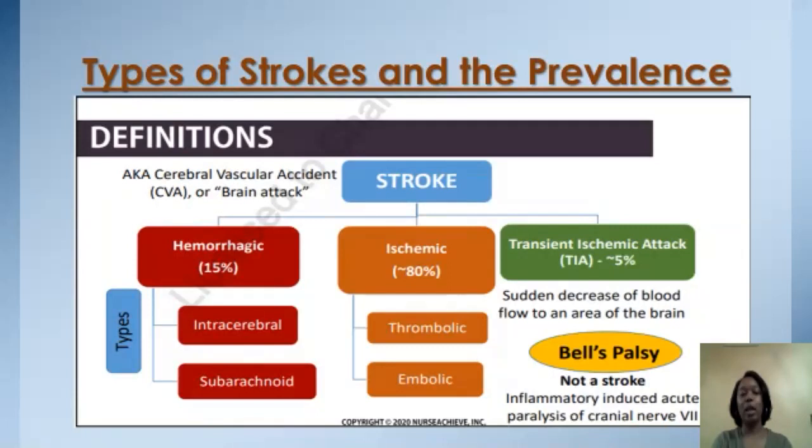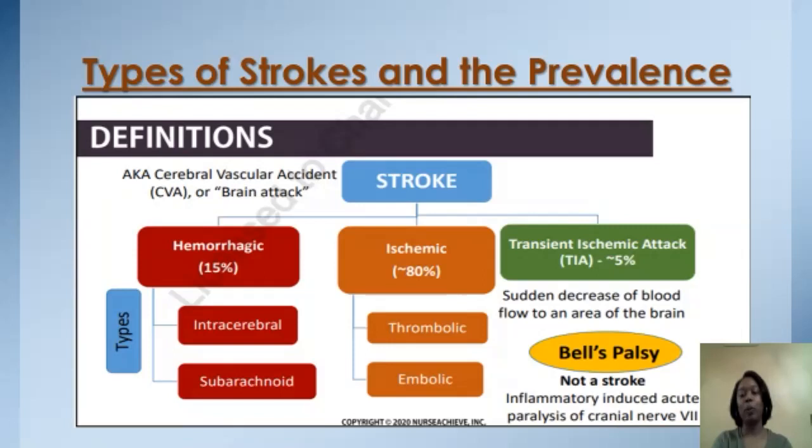So TIAs are a temporary decrease of blood flow to the brain, and they usually occur very suddenly. It is important to recognize that these signs and symptoms of a stroke are similar to Bell's palsy, but you must understand that Bell's palsy does resolve itself, whereas a CVA will not.